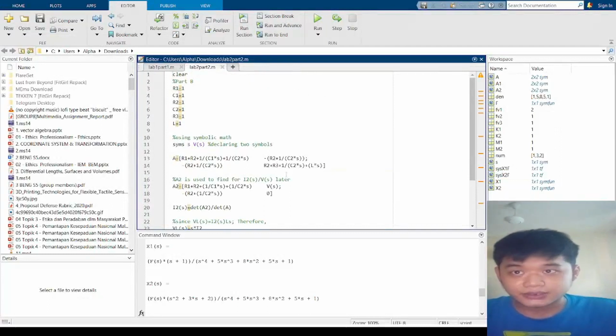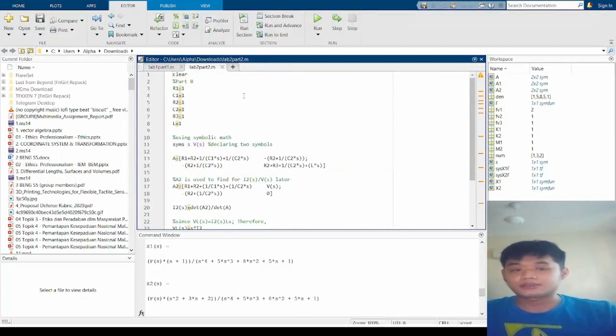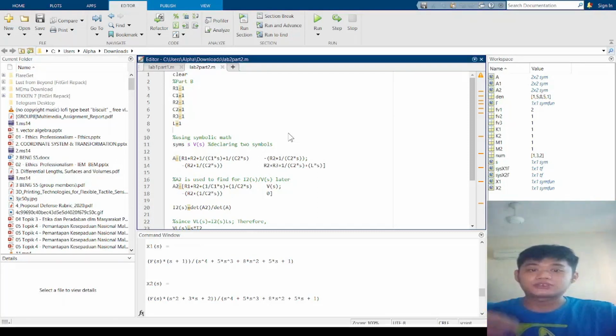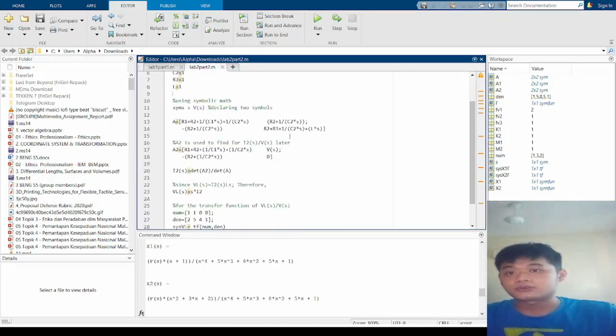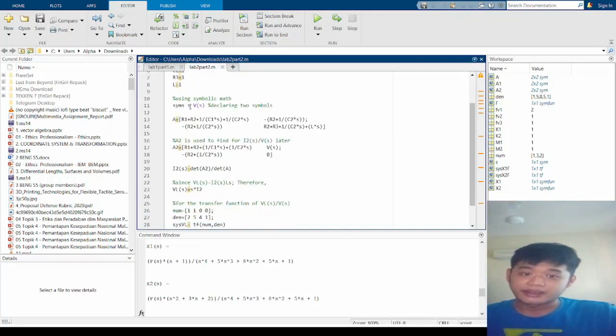Now for lab 2 part 2, since it is only the electrical network, and also all the values have already been given, or we just assume the value if there is no value in it. So all the values given or the values assumed would be only 1, in order to simplify and make everything simple to understand. So as usual, we declare the s and also the Vs as something that shouldn't be changed or adjustable during the whole running of the system.